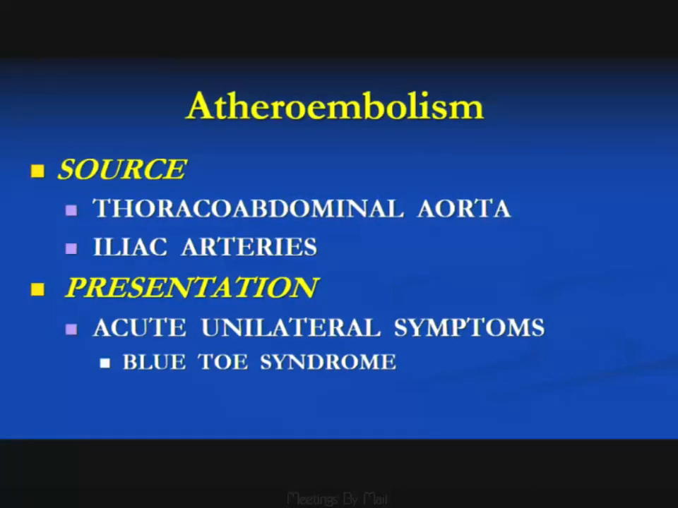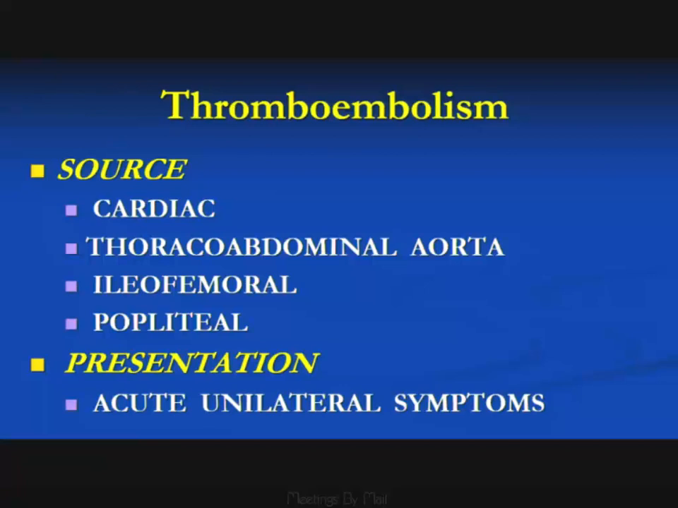So thromboembolism, we just saw a case in the iliac arteries. It can come from the thoracoabdominal aorta when we have significant atherosclerotic plaque. And its presentation actually can be relatively acute, the blue toe syndrome. Thromboembolism, where this is more, not just atherosclerotic material, but arterial thrombotic material, can come from the heart, the thoracoabdominal aorta, come from the iliofemoral system, even come from the popliteal. So acute unilateral symptoms.